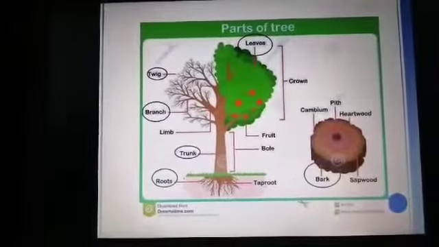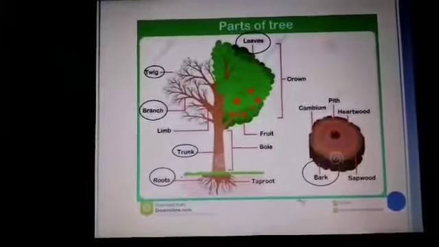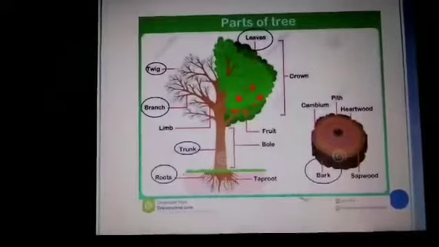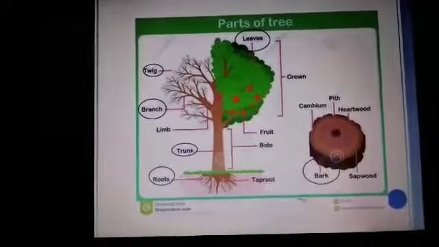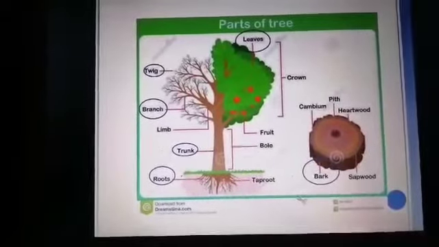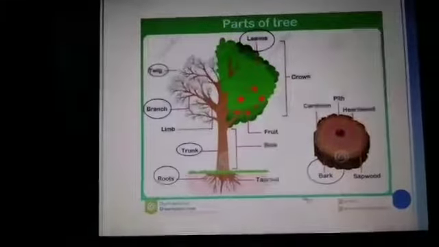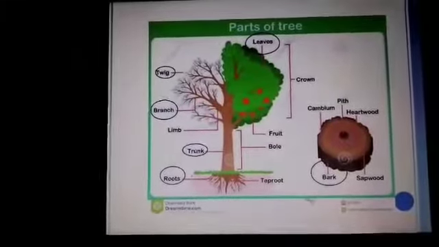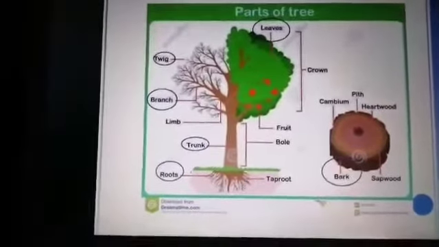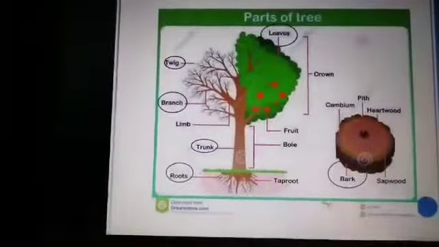Now the parts of tree. As you can see, we have many parts. So I circled the most important parts. Like the roots, the trunk, the branch, twig, leaves, and bark. And pay attention, the bark is different from the trunk. As you can see, the bark is different from the trunk.